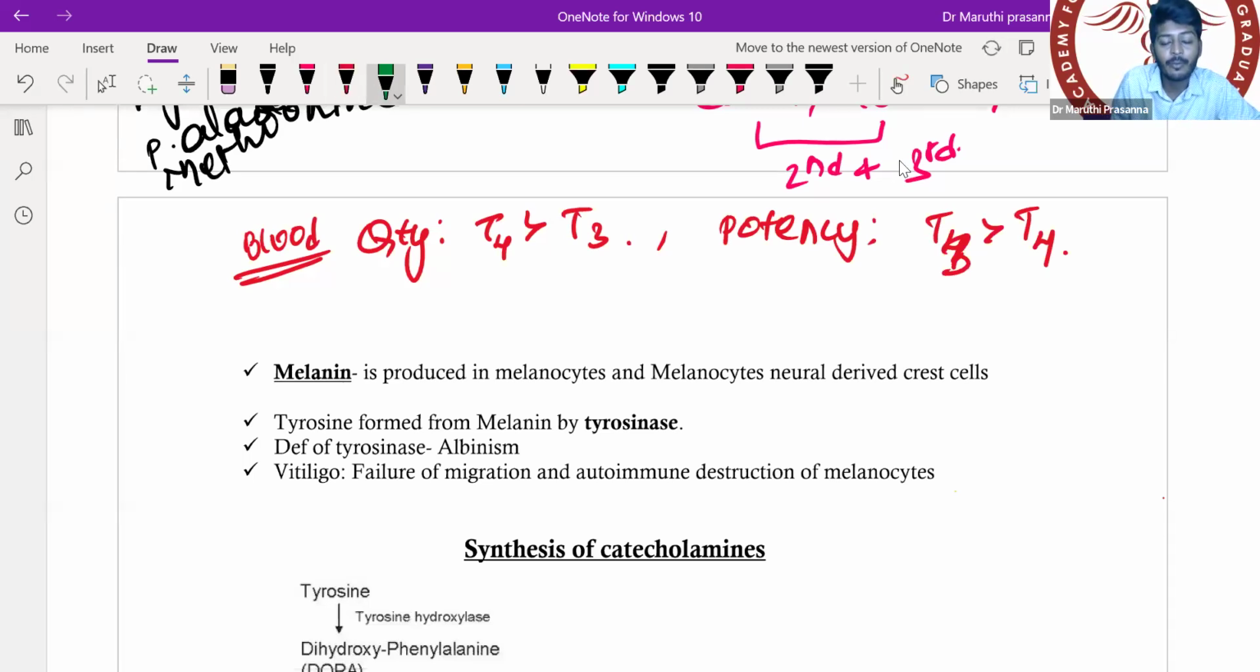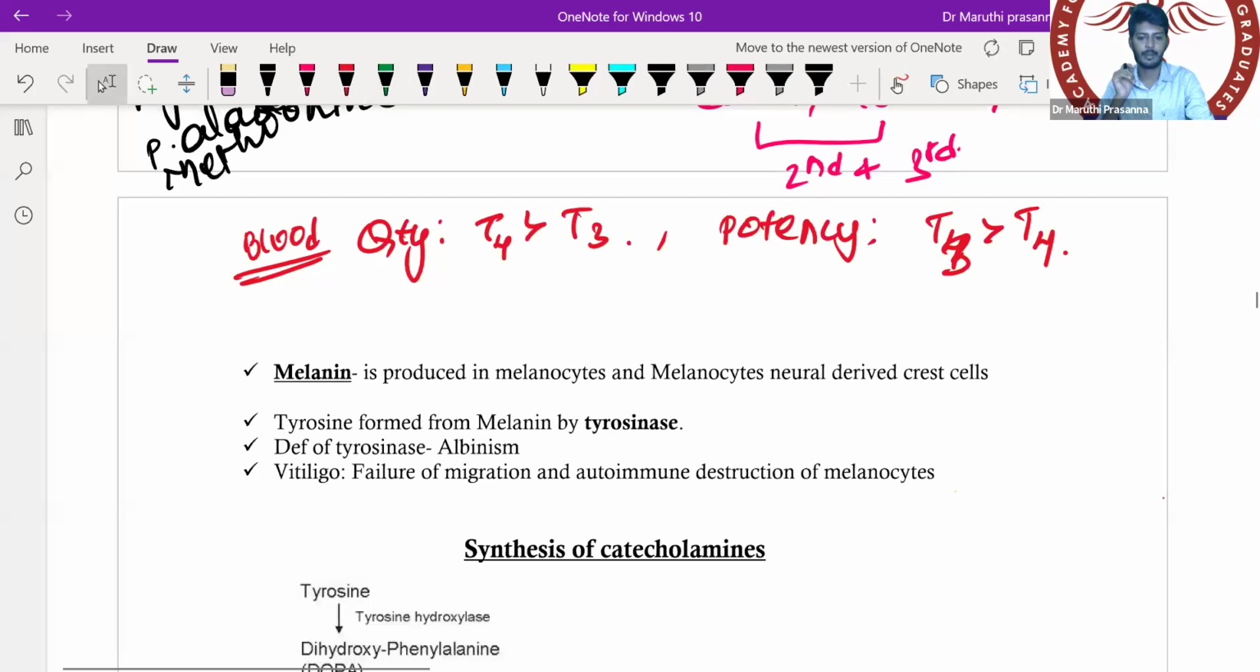So in the blood, whenever your body suddenly requires more T3, let's imagine you suddenly go to Russia, for example. A cold country.